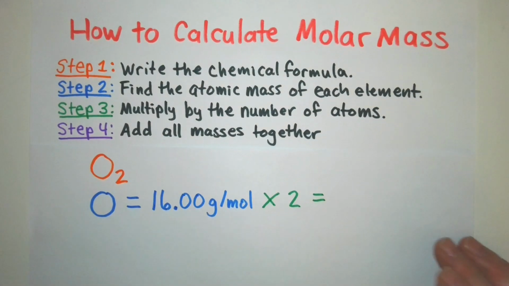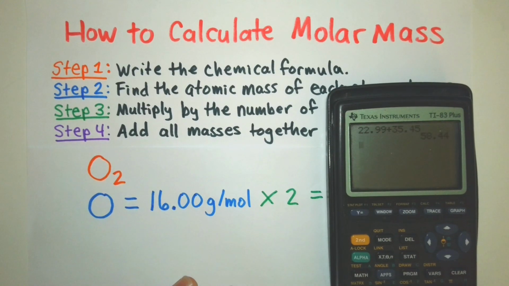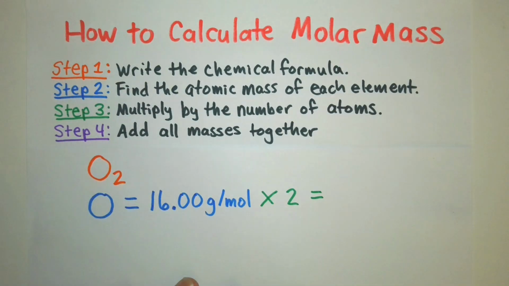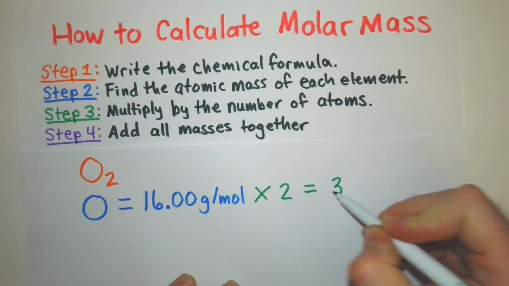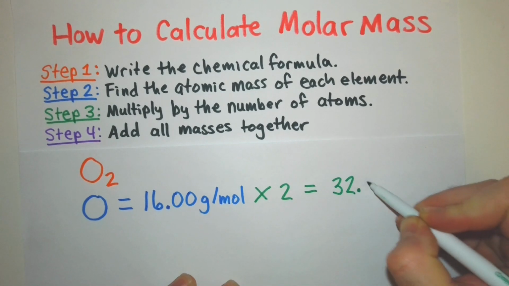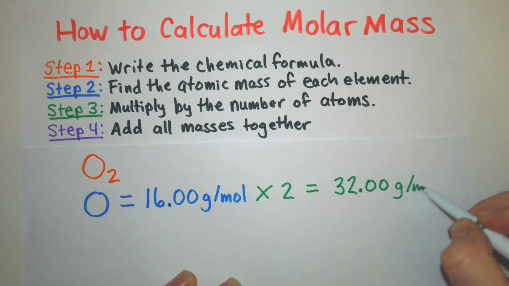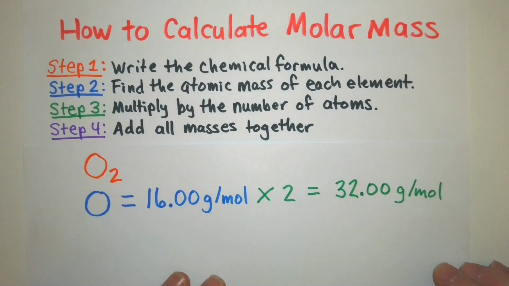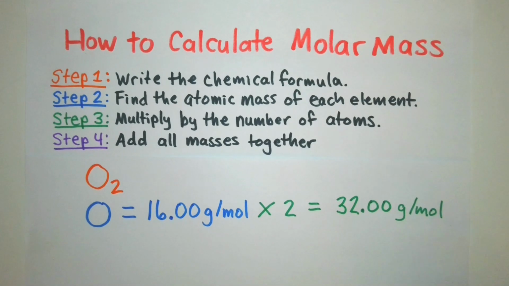And then, just out of good measure, we'll put that into a calculator. You can probably do that in your head, but sometimes when you're doing calculations, you're taking a test, you can be a little bit stressed, and so easy mistakes can happen. Alright, so we have 32.00 grams per mole. And that right there is the molar mass of oxygen gas.